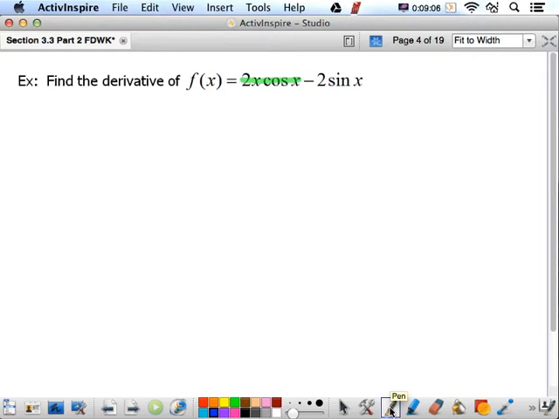Product rule, yeah. Now if that were just 2 cosine x, I wouldn't have to, but because it's 2x cosine x, I'm going to need the product rule. So we're going to view this as two different functions. We're going to take the derivative of them using the product rule.